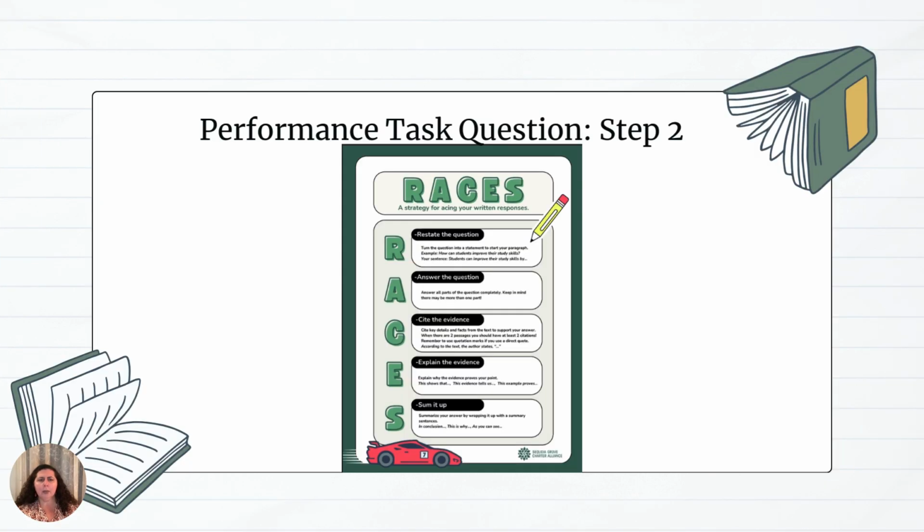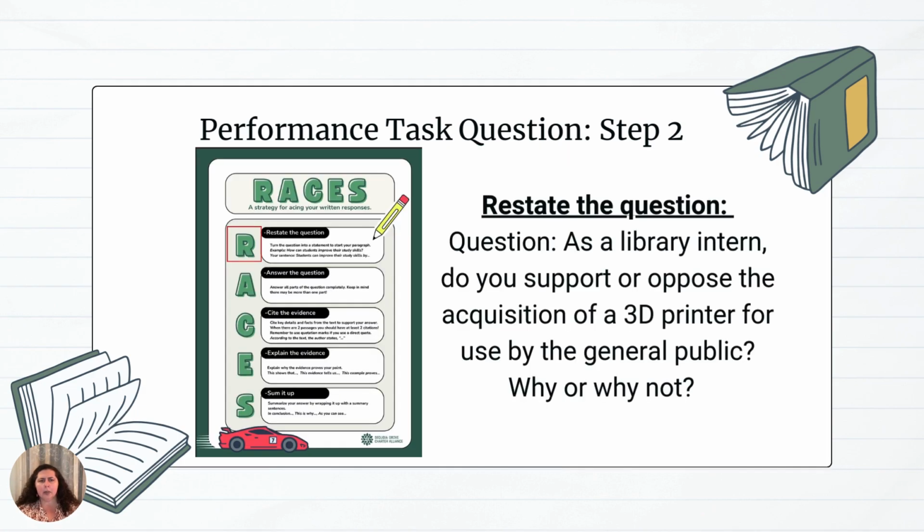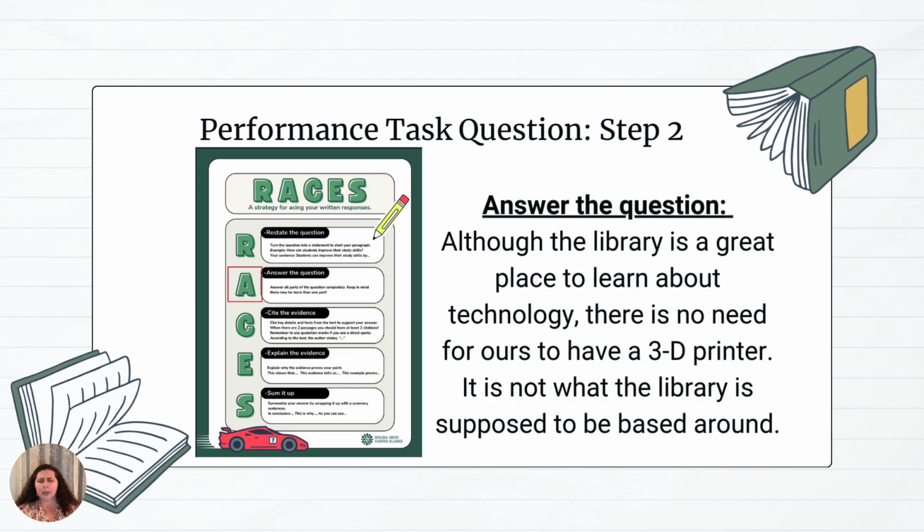In part 2, I talked about the importance of using the RACES method for writing, where you restate the question, answer the question, cite the evidence, explain the evidence, and sum it up. I explained in the second video, sentence by sentence, how you would restate that question, reminding yourself that you're that intern and your point of view on the topic. We answered it saying, in our opinion, for the sample student, that we don't want the printer in the library because that's not what the library was created for.